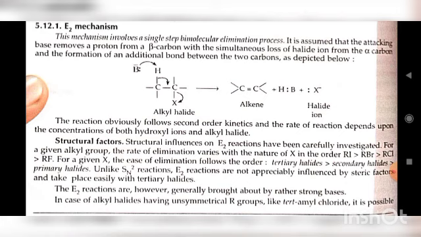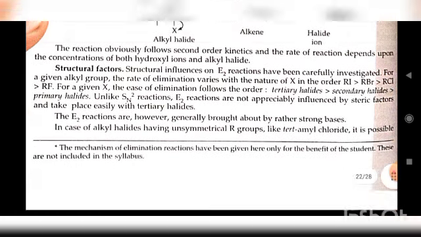In case of alkyl halides having unsymmetrical R groups like tertiary amyl chloride, it is possible to have two different alkenes formed. E1 mechanism. The mechanism operates through a two-step process in which the rate determining step involves only one molecule. It is believed that in the first step, which is the rate determining step, the alkyl halide dissociates into halide ions and carbocations as in SN1 reactions.